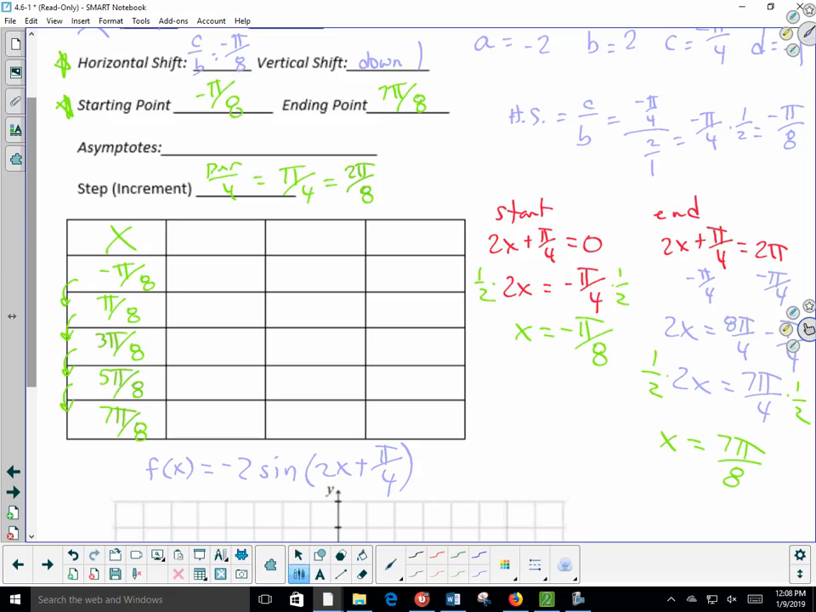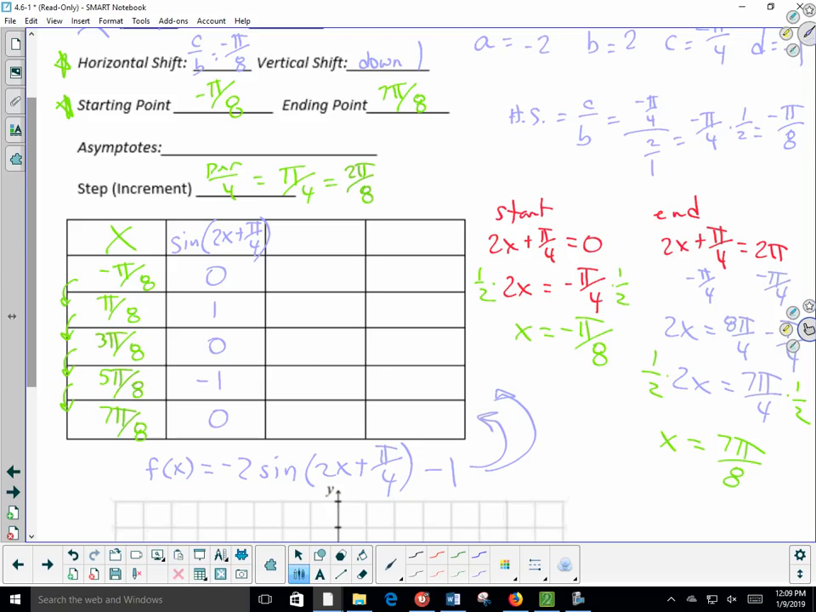And then it was -1, right? So that's what we're really charting in this table. So I'm going to put sine of 2x plus pi over 4 as my second column. I'm going to fill that in with my sine values: 0, 1, 0, -1, 0.